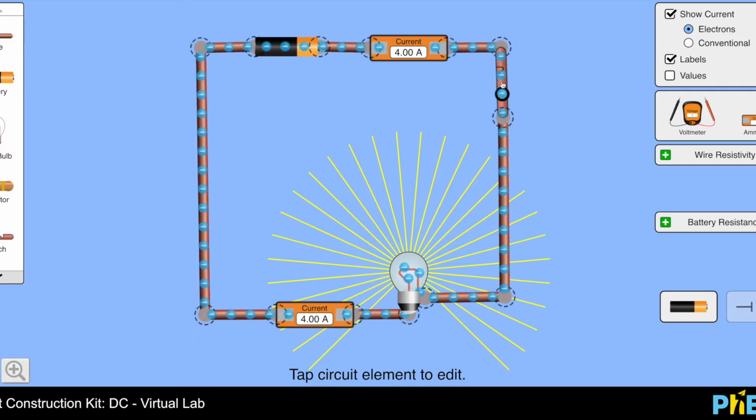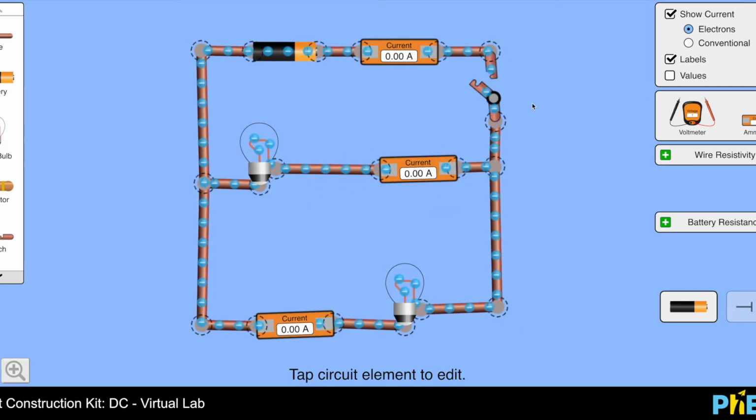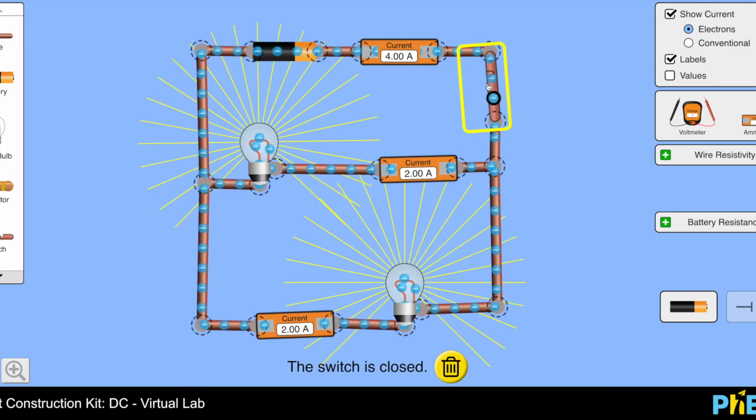Let's take a look. This circuit is very similar to the one we looked at before. The only difference is we've added a junction in here and one here as well. So now the current has 2 paths to go down, this one and this one as well. When we close this circuit and we close this switch, what do you think is going to happen? Is it going to be the same as before or different? Let's take a look.